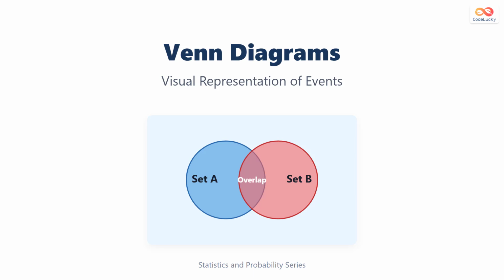Today, we are exploring Venn diagrams. These are powerful visual tools that help us understand how different groups of items relate to each other.